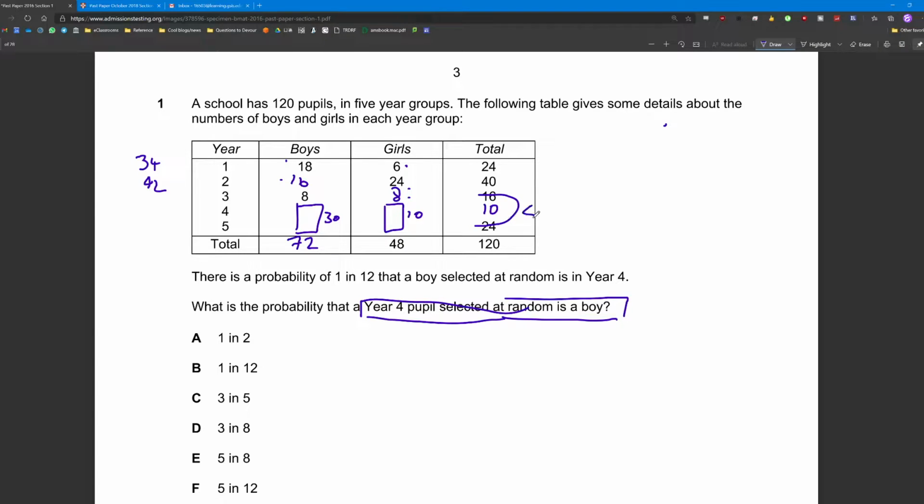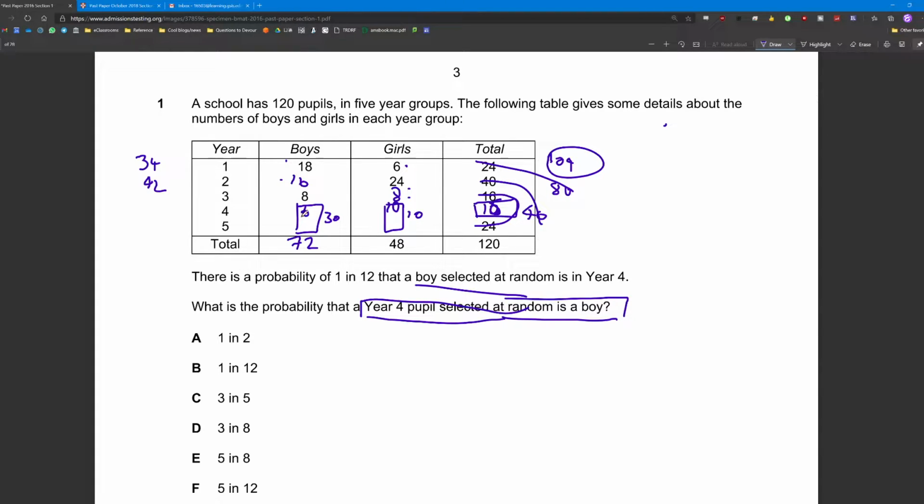this is 40. I don't know why I wrote 10 actually. This is 40 people, 80 people. Add 24 is 104 people. So that means this must be 16 people in year 4 in total. There is a probability of 1 in 12 that a boy selected at random is in year 4. So that means there must be 6 boys in year 4. Therefore, there are 10 girls in year 4, if this total, 104 otherwise, brings us to a total of 16 year 4 pupils.